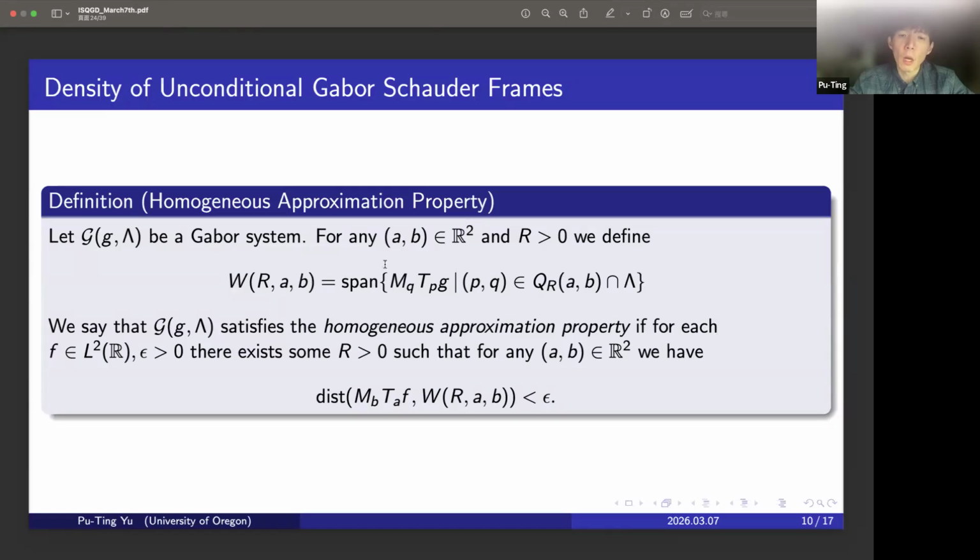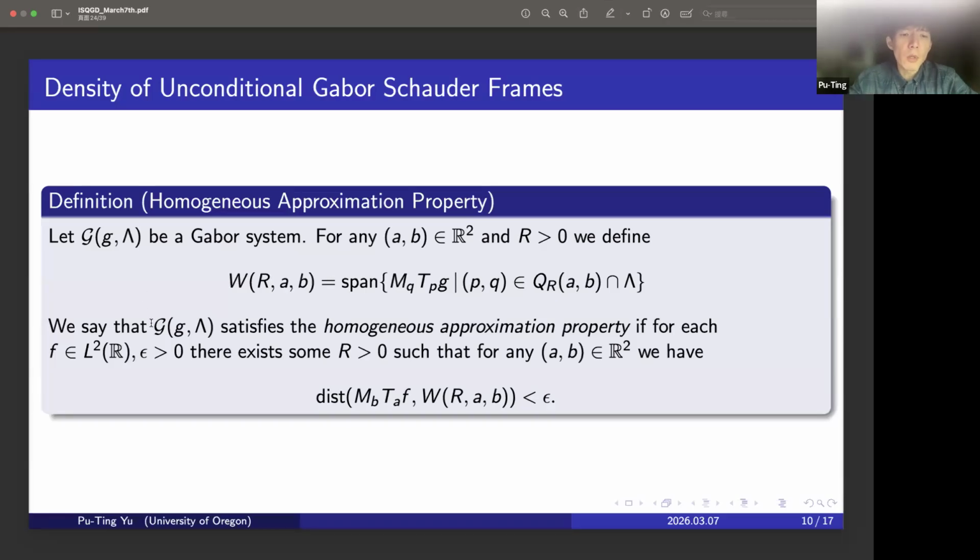W_R(a,b) to be the span of M_q T_p g. So we do some time-frequency shifts over this function g, and here (p, q) is a point contained in the intersection of Q_R(a,b) and Lambda. Here Q_R(a,b) is the square centered at (a,b) with side length R.